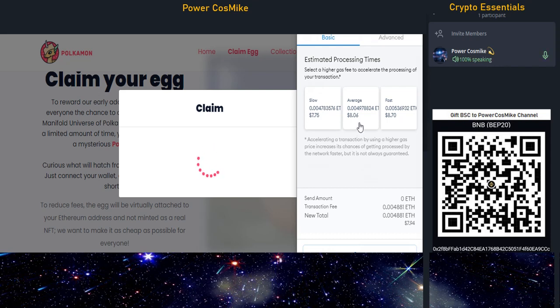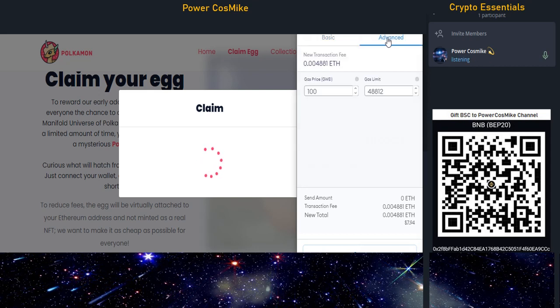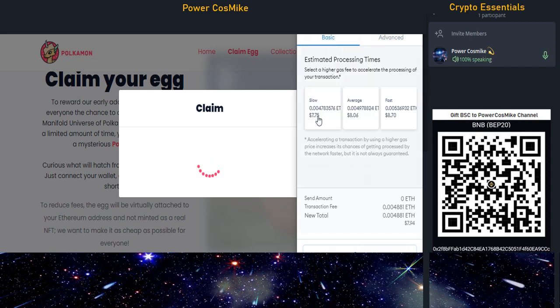Furthermore, if you wanted to be even more advanced, you can go to the Advanced tab, and you can actually tell them what gas price you want to use for your transaction. So right here we're set to 100, and that's basically the low at this point. That's going to cost you this $7.75. And as you can see, this is a dynamic thing based upon how busy the network is.